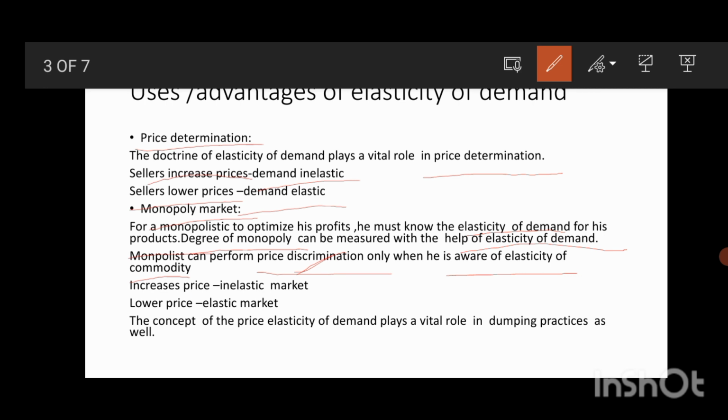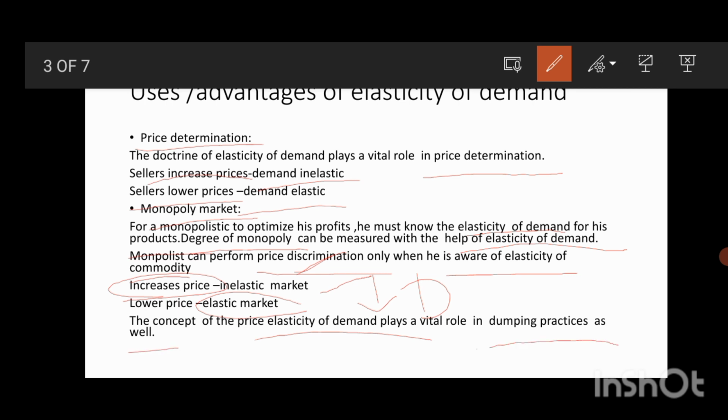For example, a monopolist can increase the price of a particular commodity if the demand for that commodity is inelastic in the market. If the demand for a particular commodity is elastic in the market, then he has to charge lower prices. If he charges high prices, then demand for such a product will be less, and the consumer may not buy the product.